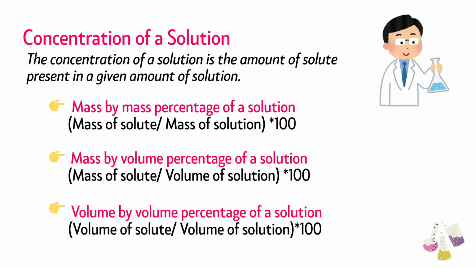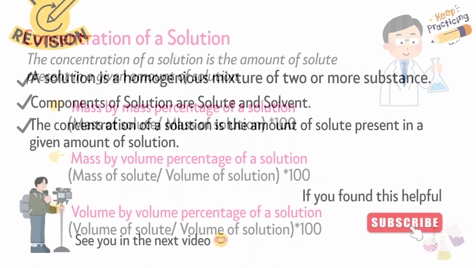There are various ways of expressing the concentration of a solution. Here we will learn only three methods. Mass by mass percentage of a solution is mass of solute by mass of solution into 100. Mass by volume percentage of a solution is mass of solute by volume of solution into 100. Volume by volume percentage of a solution is volume of solute by volume of solution into 100.